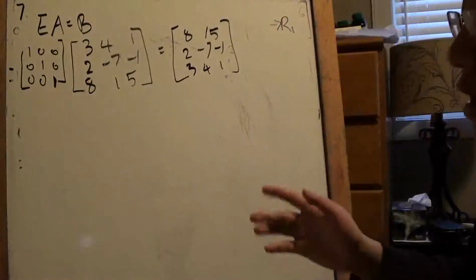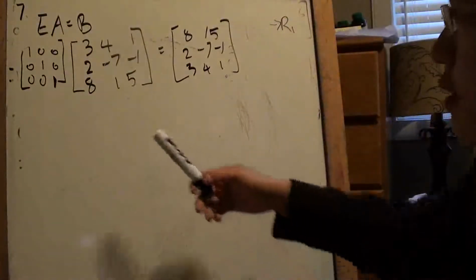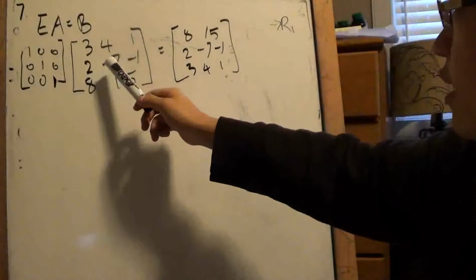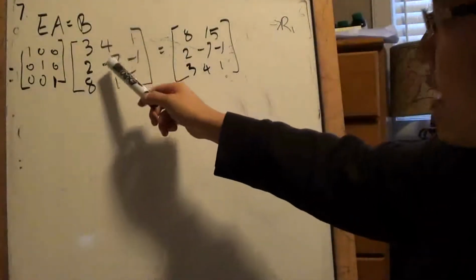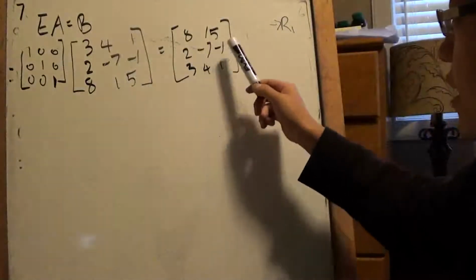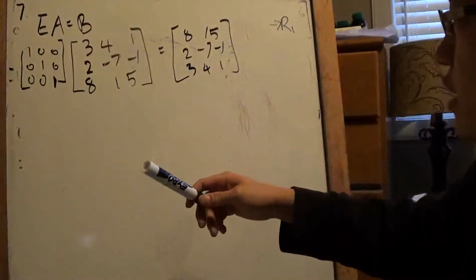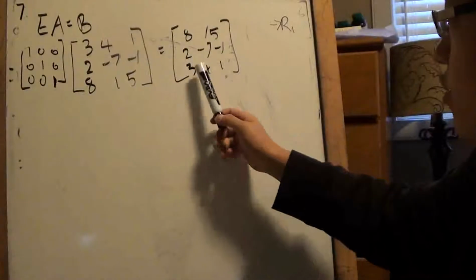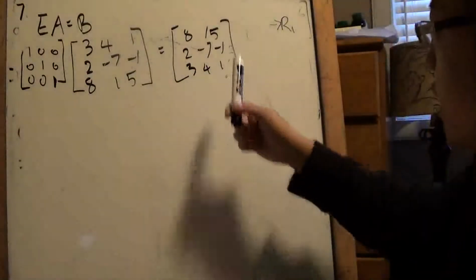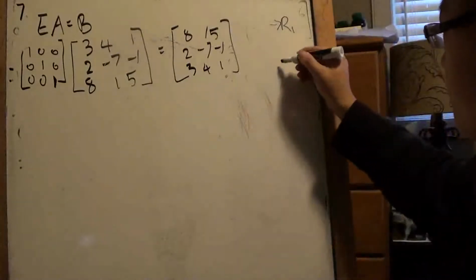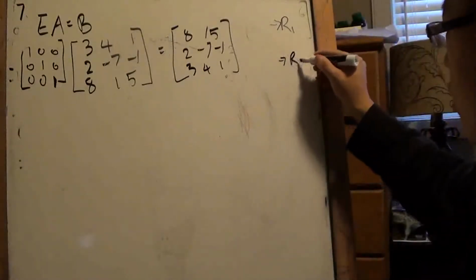Let's look at if anything else has happened. It shouldn't have, but let's just double check. 2, negative 7, negative 1. Row 2 is solid. 8, 1, 5, 3, 4, 1. That is weird. So that's another change right there. Row 3.